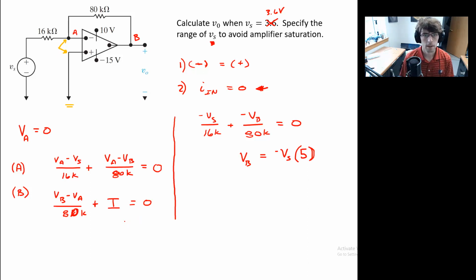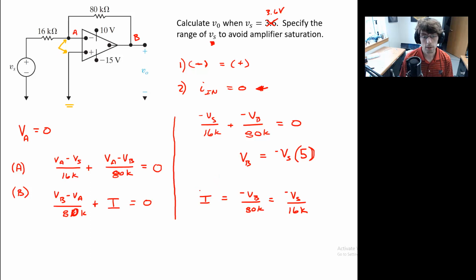Okay. Sweet. Okay, well, I guess the problem doesn't actually specify for the current. We could find it if we wanted to. So let's go ahead. We have the current will be equal to negative VB over 80, okay, which will equal, well, 5 divided by 80 is 1/16. And so we get something like negative Vs over 16. Okay. Just like we expected.